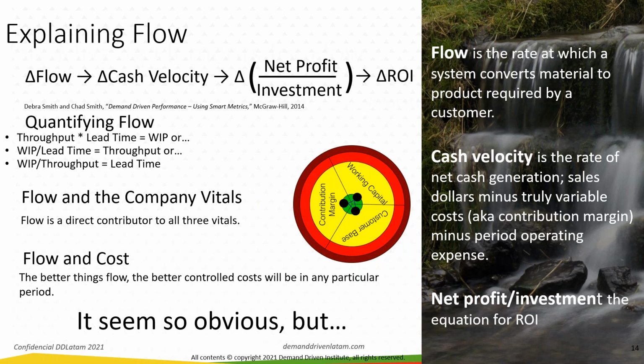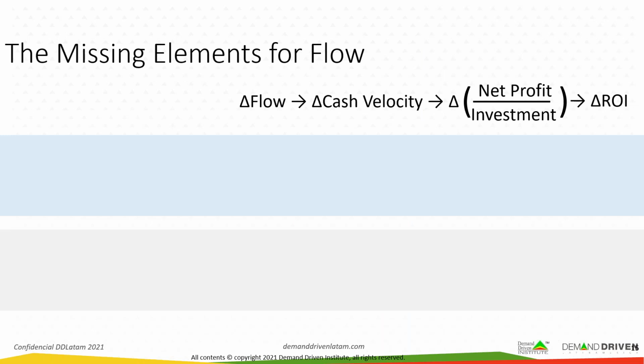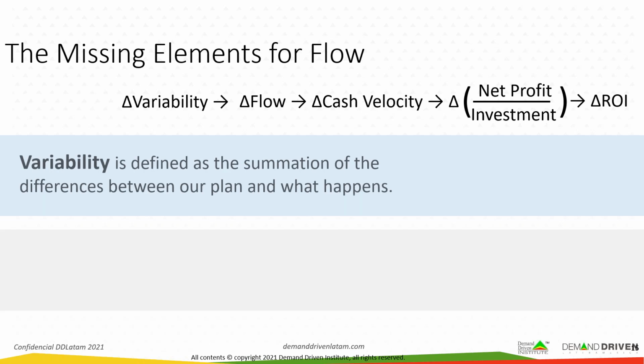So let's talk about the strategic side. As we look at flow, public enemy number 1 of flow is variability. And that's what we have had over and over again in this past year: variability. The difference between what we thought was going to happen and what actually happened.